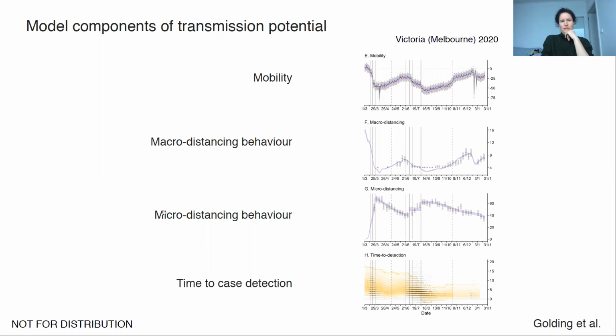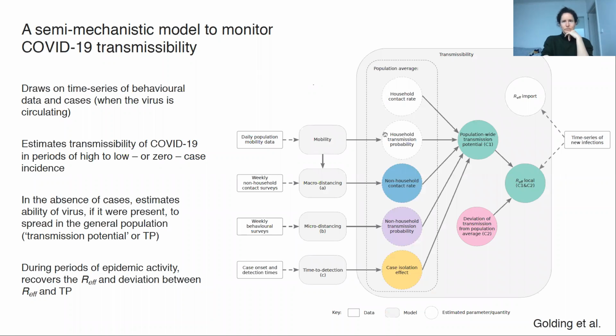And macro distancing behaviour. So this one, we expect this is slightly different. This is flipped. You expect it to be, this is the people reporting to adhere to the 1.5 metre rule when they're meeting people in public. And you can see that that increases with restrictions being imposed, and possibly due to people's perception of risk as well, that we see this one increase and decrease over time. And the time to case detection, which I mentioned before. So that's these model components.